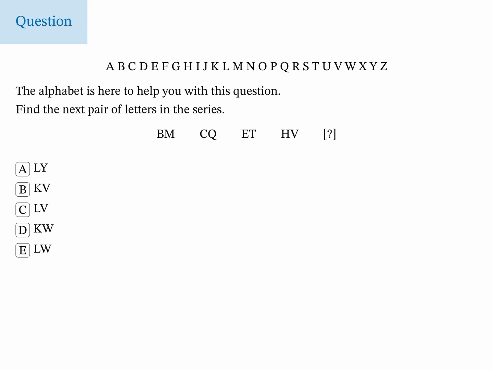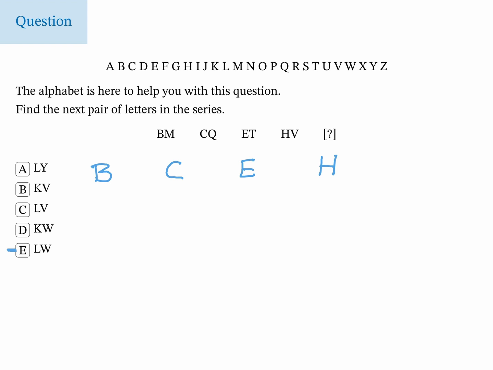Okay, time's up there, and everyone has gone for the next pair of letters being LW. So let's have a look at this question. We're going to approach this in exactly the same way as we did before. We're going to take the first letter in each pair and see what the relationship is between them. So we're going to start with the letter B, which is followed by C, E, and H.